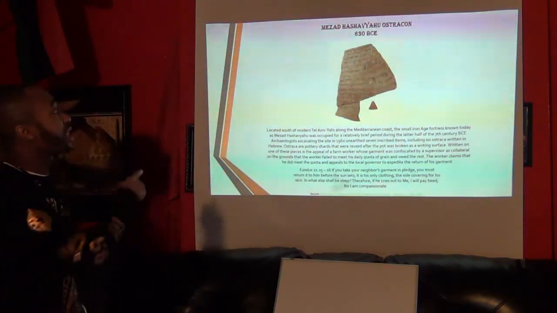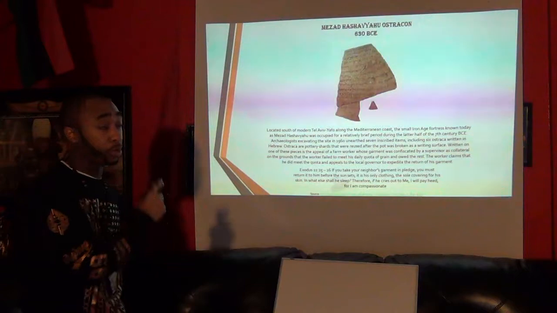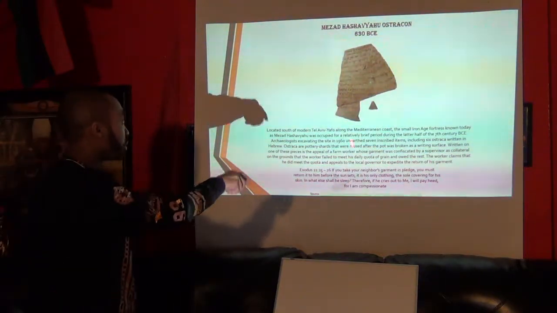The Mesad Hashavyahu ostracon from 630 BCE. That's the image right there.